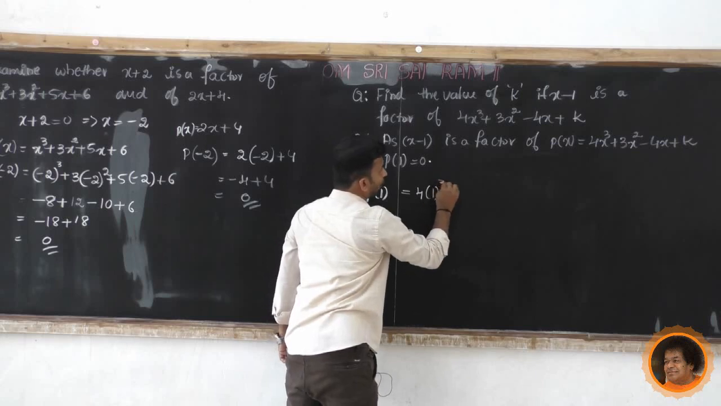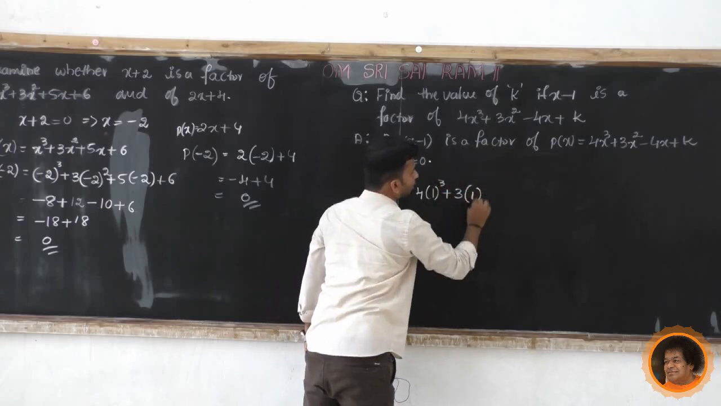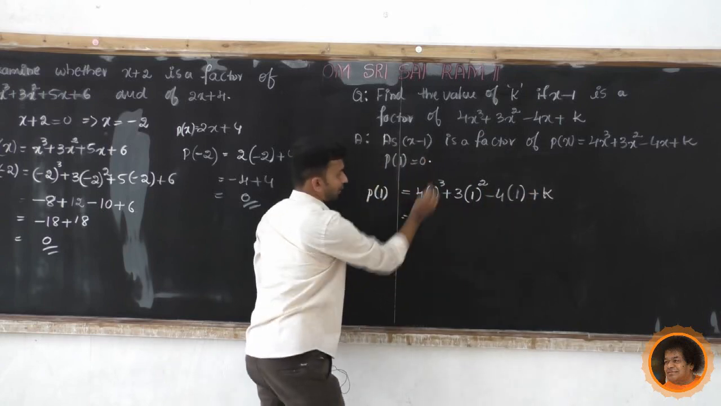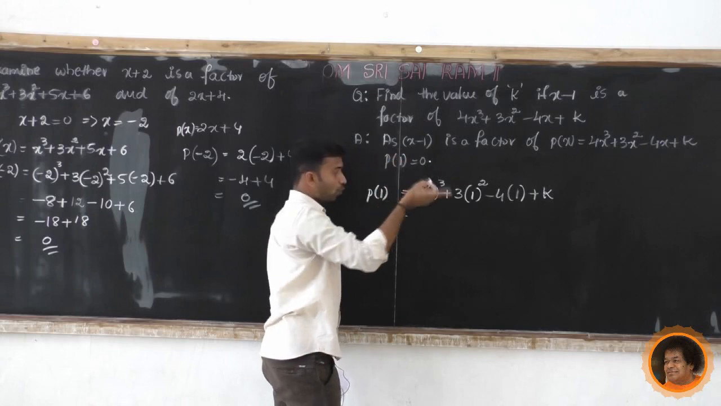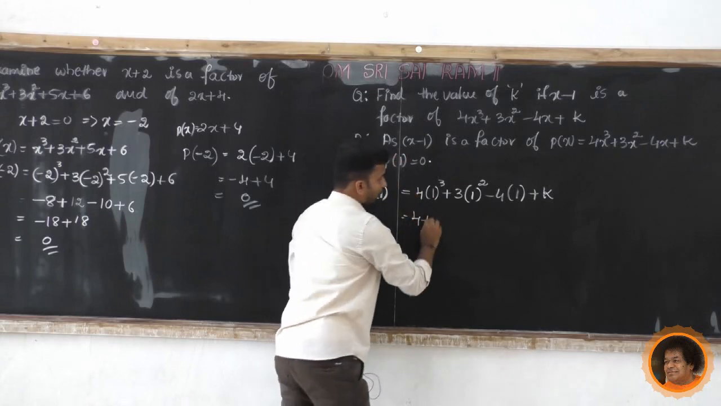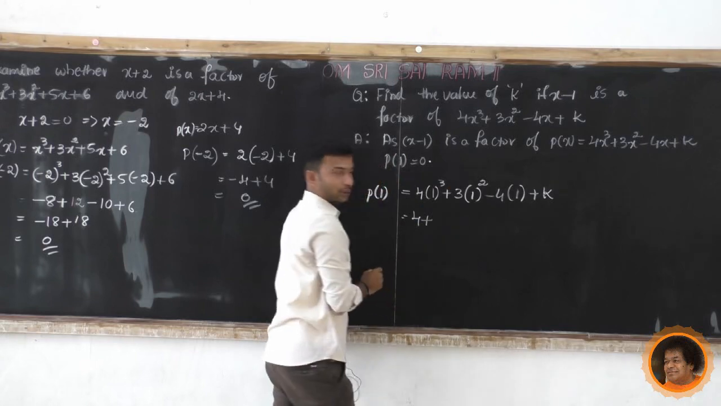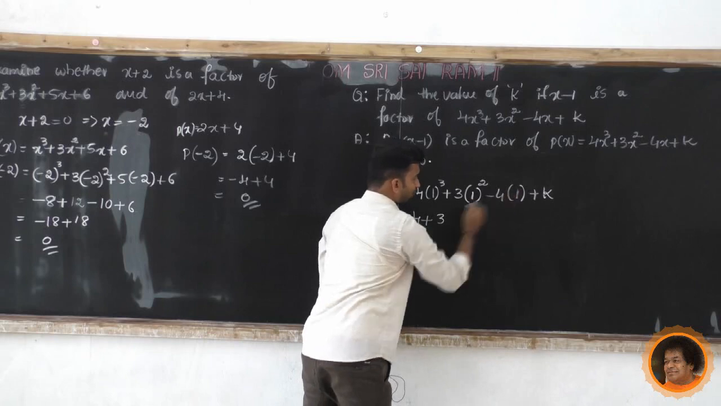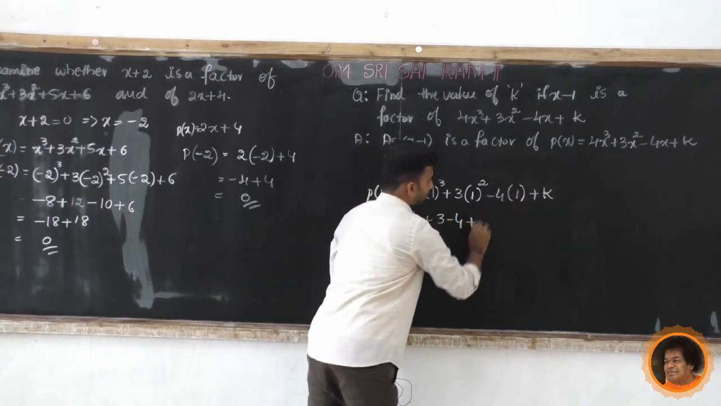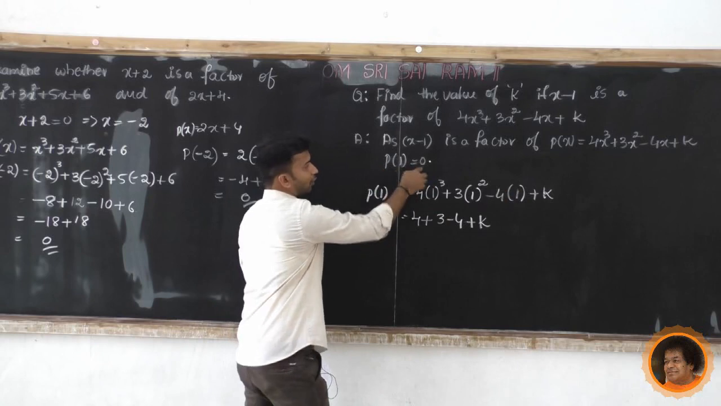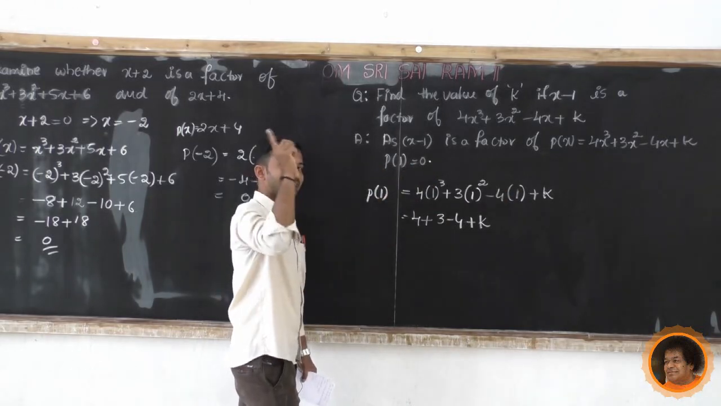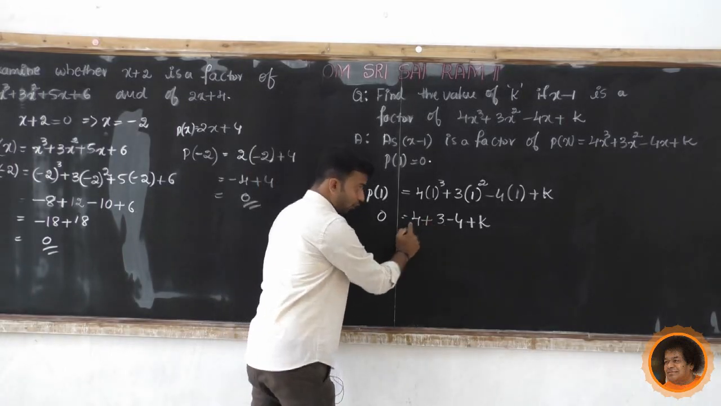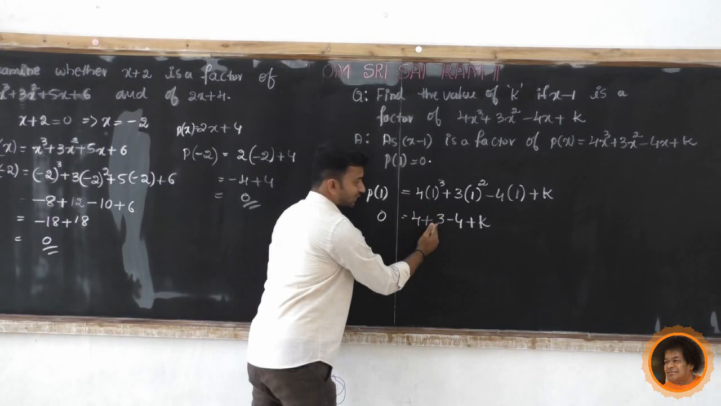4 into 1 power 3, 3 into 1 power 2, minus 4 into 1 plus k. By solving, 1 power 3, 1 into 4 is 4, plus 1 power 2, 1 into 3 is 3, minus into plus, minus 4 plus k. What is p of 1? p of 1 is equal to 0, because by the factor theorem p of 1 is equal to 0. 4 plus 4 minus 4 is 0, plus 3 plus k.